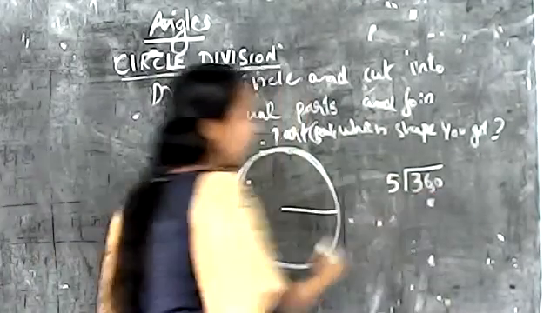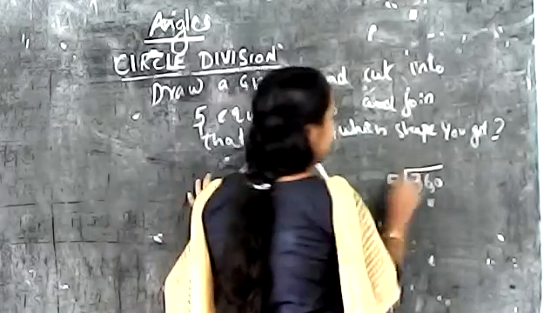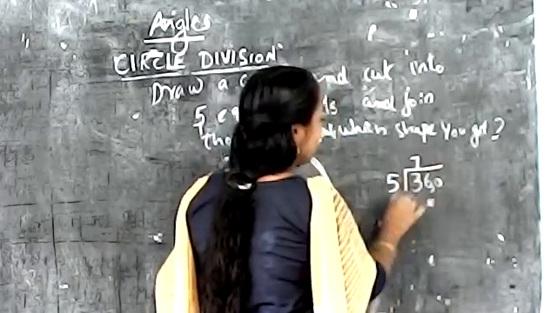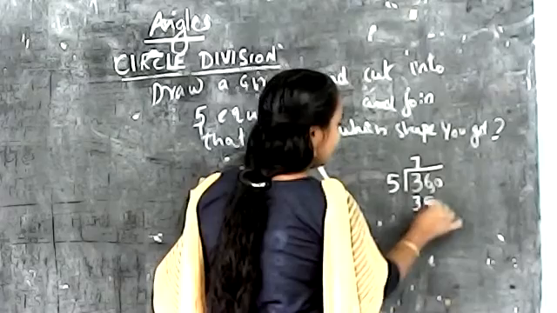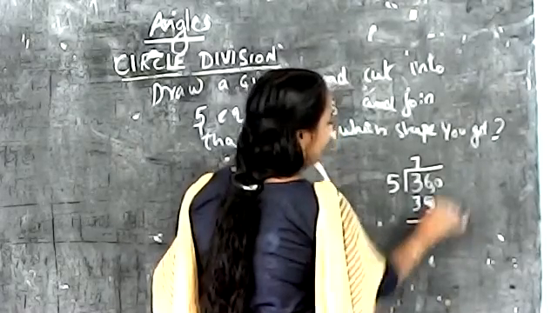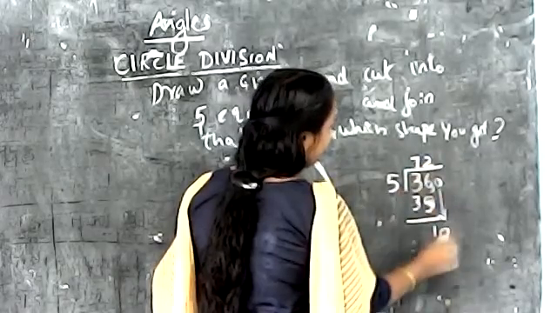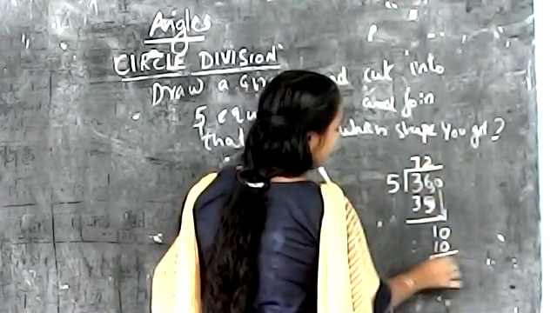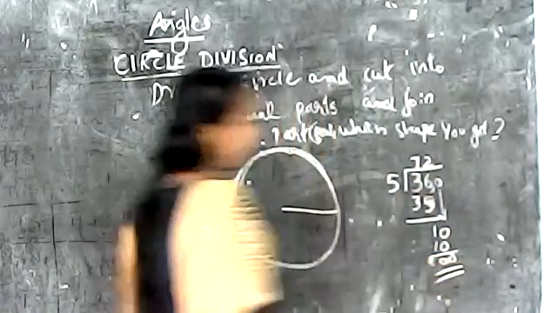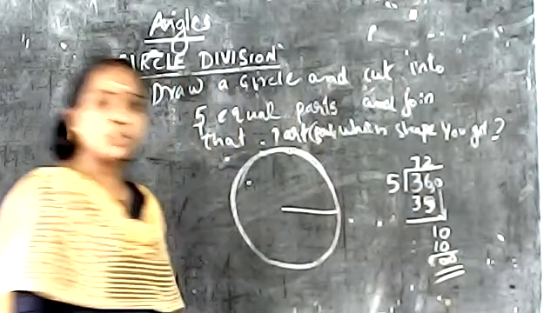360 divided by 5. How many times does 5 go into 36? 7 times. 7 into 5 is 35. 1. Bring down 0, 10. 2 times. Okay. What's the measure? 72 degrees. How can we find 72 degrees? Does your protractor have 72 degrees? How can we do it?